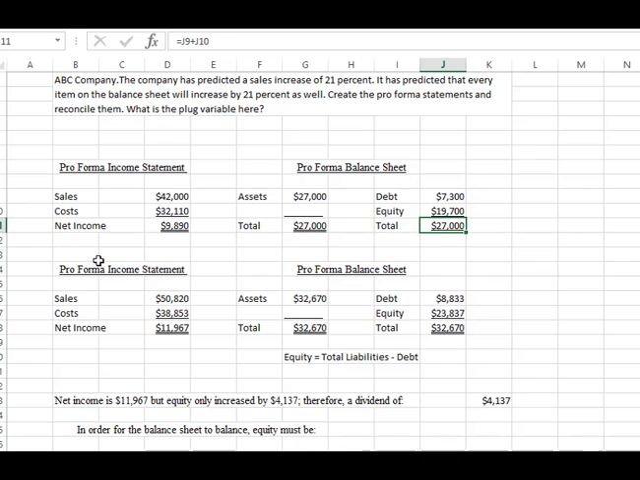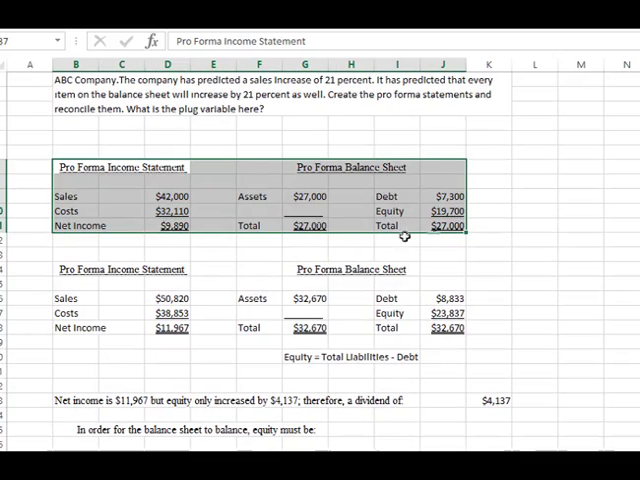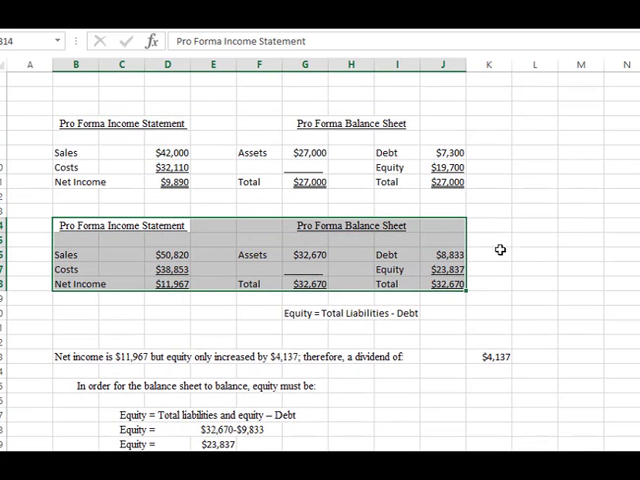Okay, so let's set up the problem. It says ABC Company has a predicted sales growth of 21%. It's predicted that every item on the balance sheet will increase by 21% as well. We need to create a pro forma statement and then reconcile them in what is the plug variable here. So we've created the pro forma statement from last year. Now we're going to do a 21% increase.